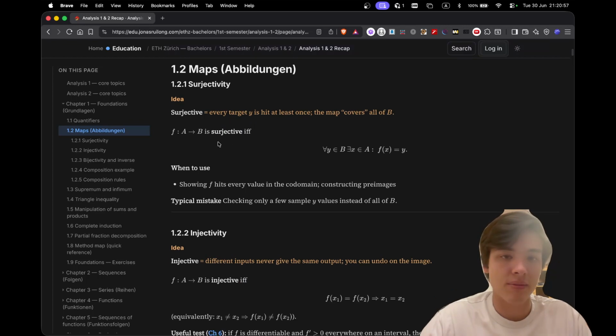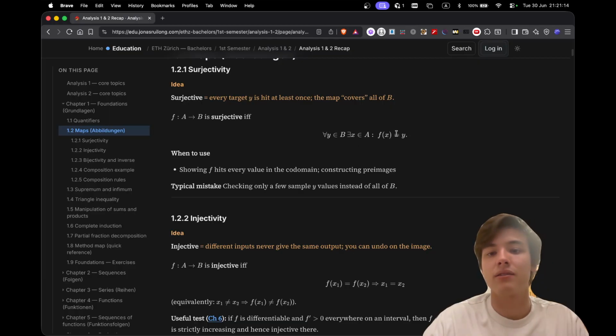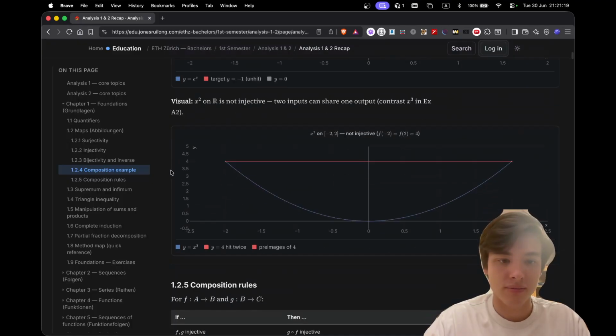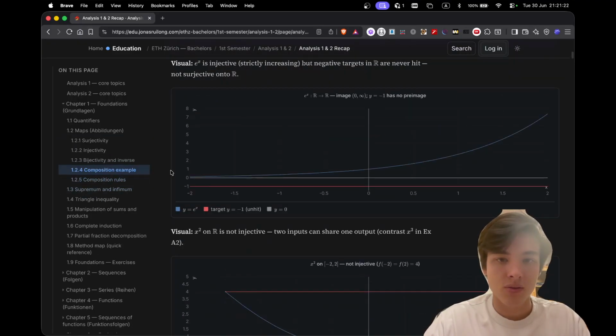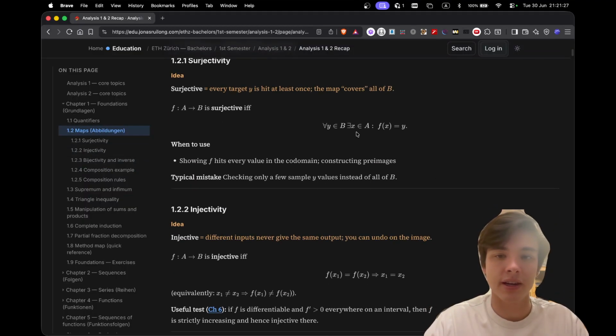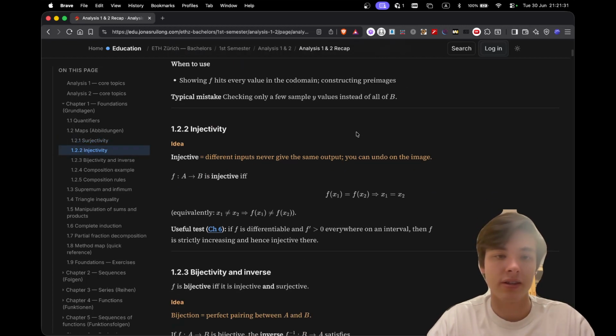So we have different maps, Abbildungen. If it's surjective, then every target y is hit at least once. So the map covers all of B, all the B values exist in A. I think I have graphs here, well, only for the other ones, but you can imagine the image is the whole region.